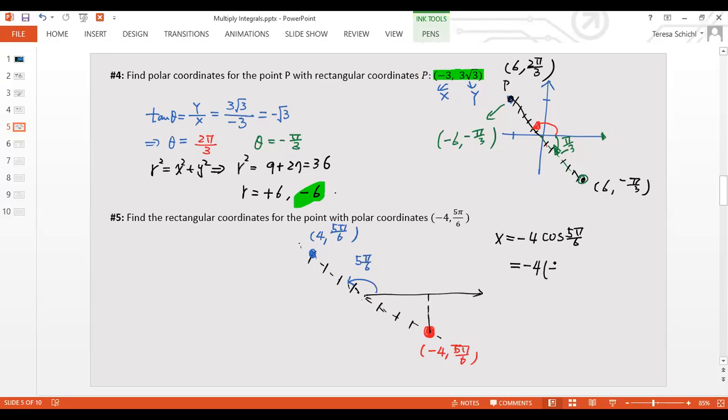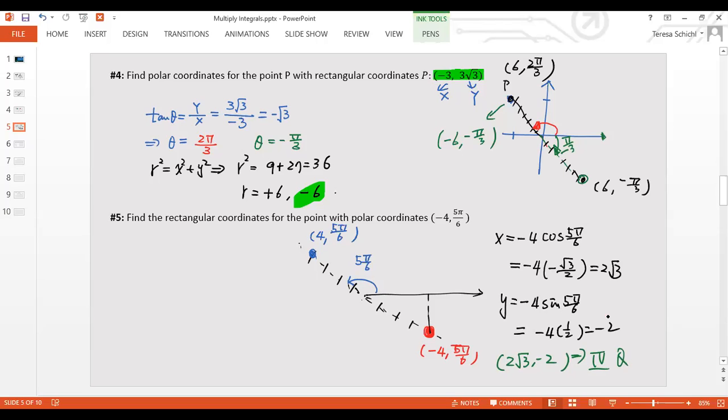It will be negative. I think the unit circle has the square root of 3 over 2, so it's 2 square root of 3. Then the y is r sine 5 pi over 6, so this is -4 times 1/2, which is -2. That sounds reasonable. So if you change to Cartesian, it will be 2 square root of 3, -2, which is in the fourth quadrant, right? So that is correct. I know we did it correctly here.